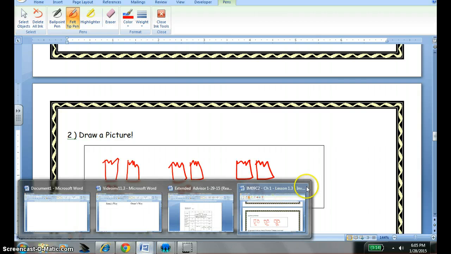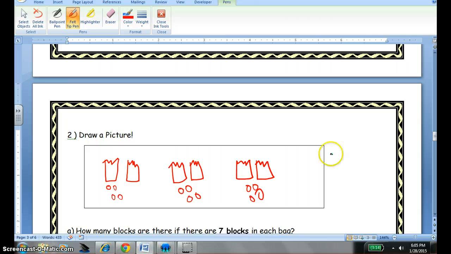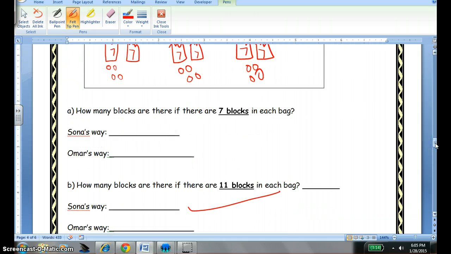So now let's look at how I would use the picture. It says how many blocks are there if there are 7 blocks in each bag. So I'm going to just put a 7 in each of these bags. And I still have the 4 blocks. So if I'm using Sona's method, I'm going to first figure out how many are there in each set.